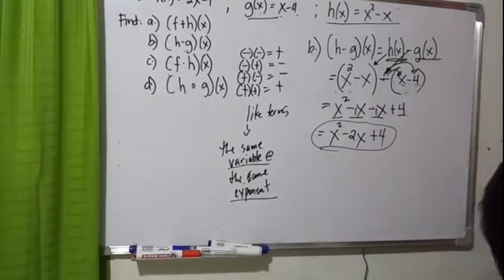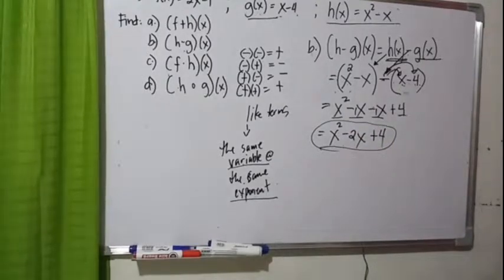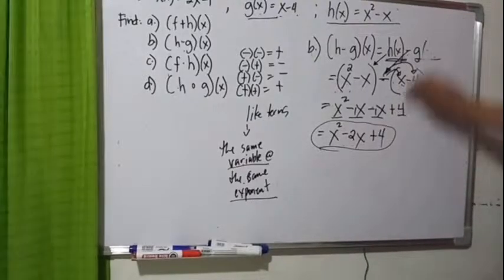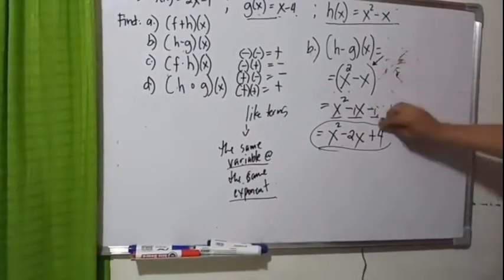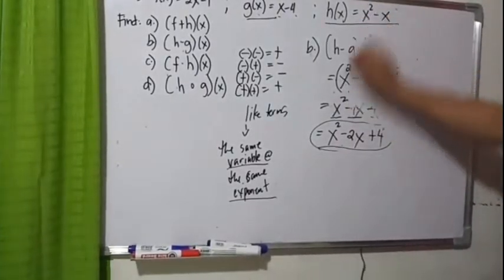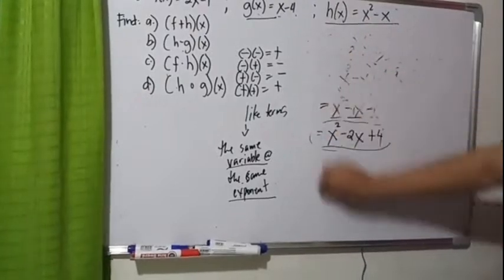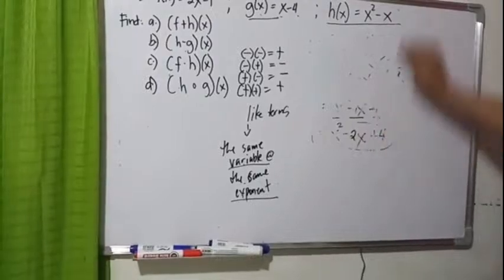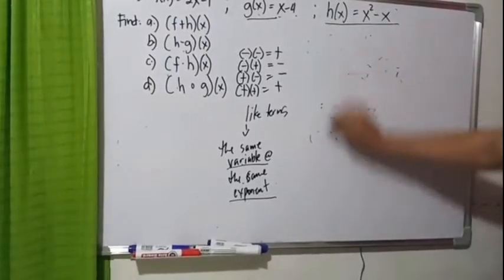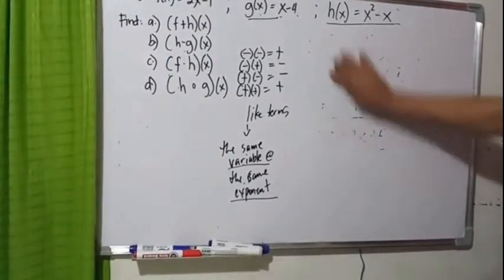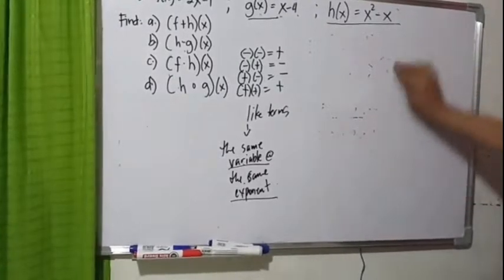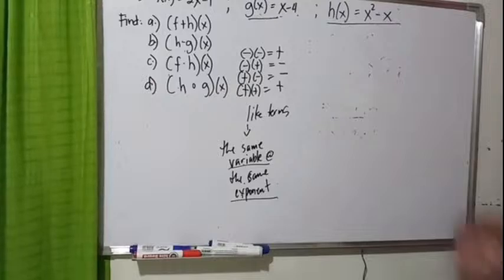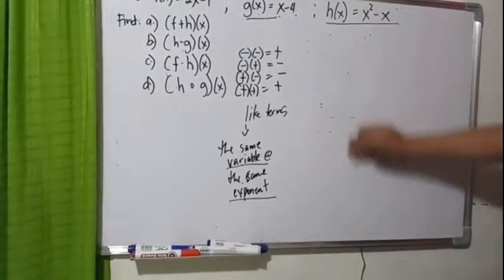Okay. Next. For letter C, multiplication or product. Iba yung product at saka addition. Dapat hindi kayo malito sa mga operations, mga sign. After this one, pa-request tayo para sa quadratic inequality. Sige, bukas. Tingnan lang natin bukas.